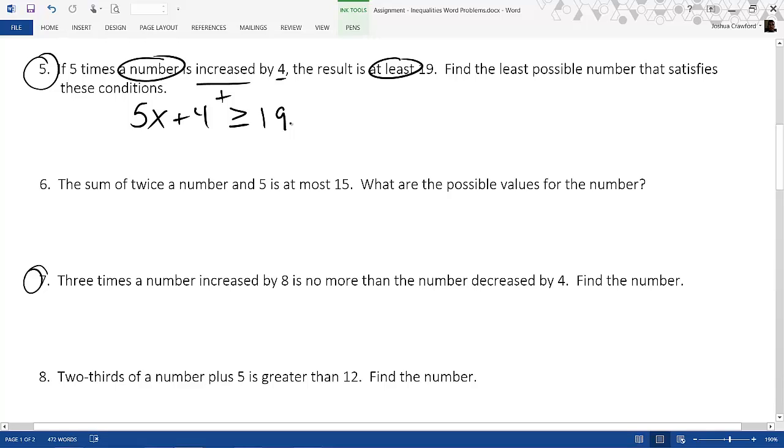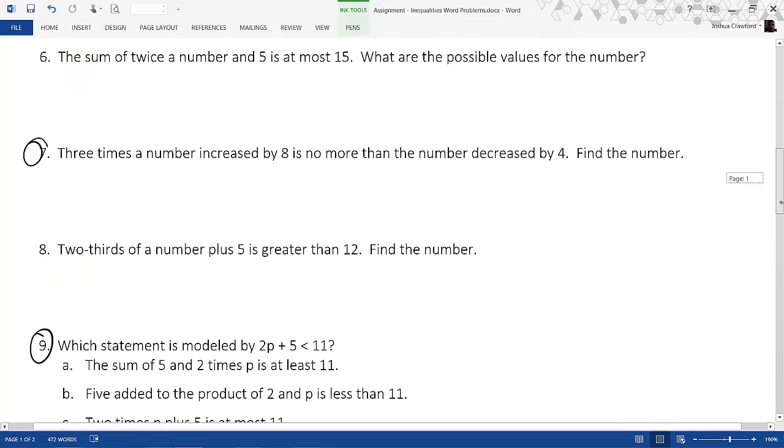And now we need to see what the least possible number is, so we need to solve for x. So solving for x, we need to subtract 4 first. You'll get 5x is greater than or equal to 15. Then you divide by 5, and you get x is greater than or equal to 3. Okay, number 7.